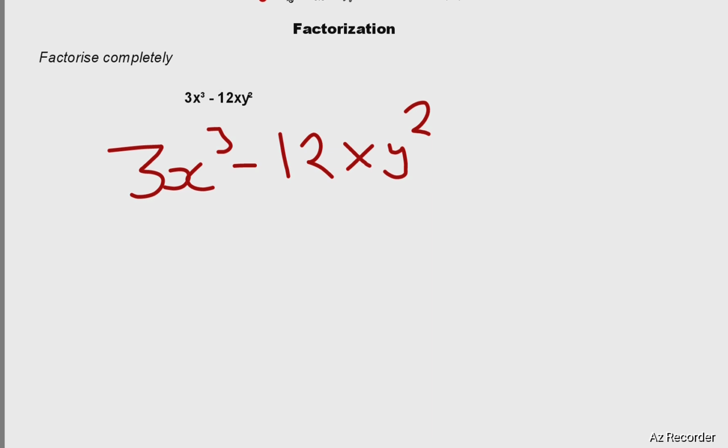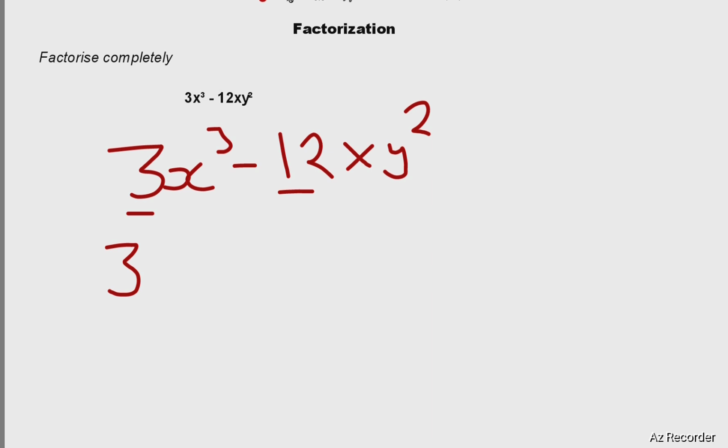Okay, can one number go into the other without leaving a remainder? And the other thing we look at is, so when you look at the numbers, are they divisible? Yes, 3 can go into 12. Okay, so because 3 can go into 12, if one number is divisible into the other, you factor out the smaller number. So we're going to factor out 3.